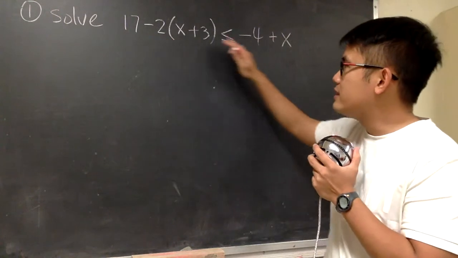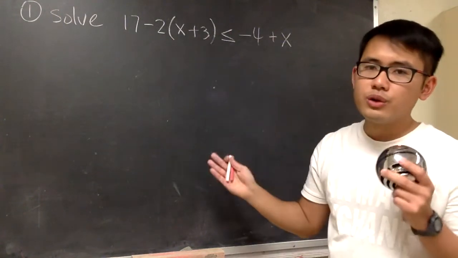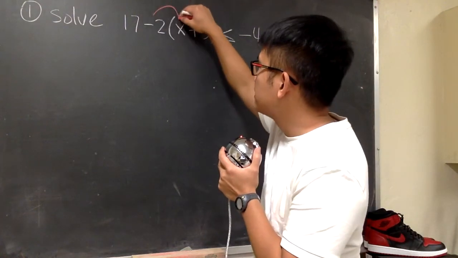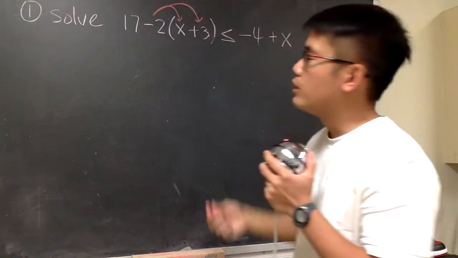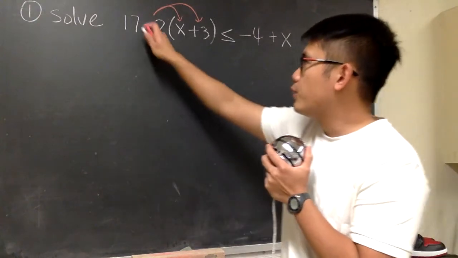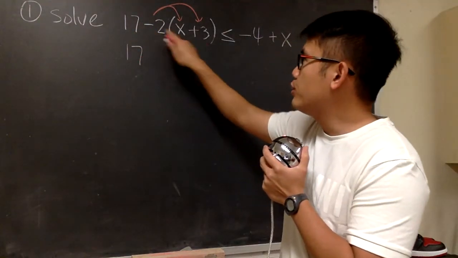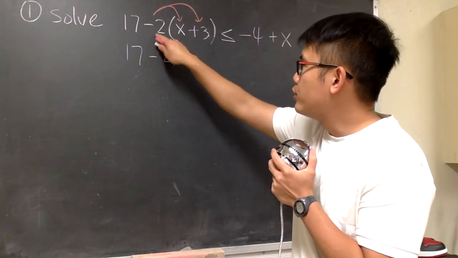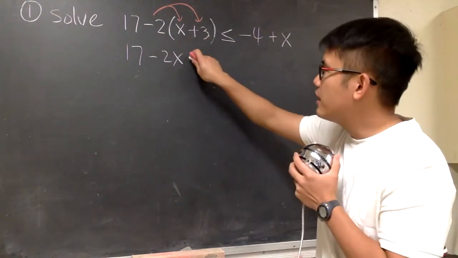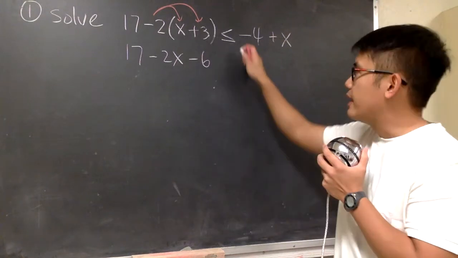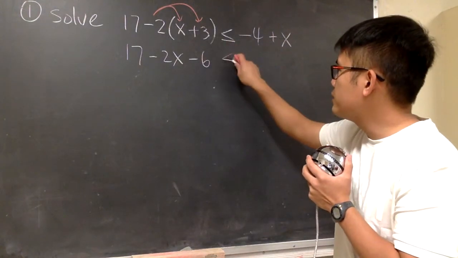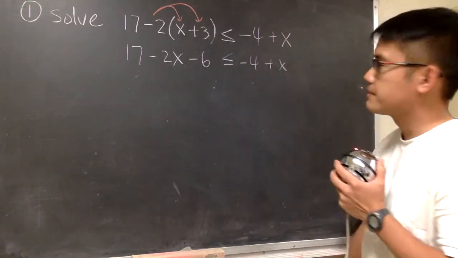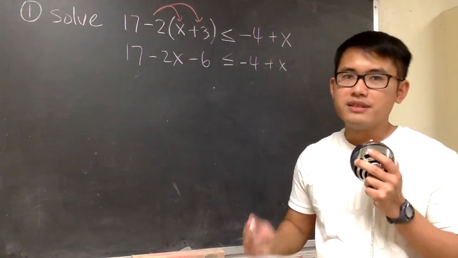First of all, we do have this parentheses, so as usual, we have to take care of that. That means we look at the number, in this case, negative 2. We distribute. Therefore, we have 17, negative 2 times x gives us negative 2x, and negative 2 times positive 3 gives us negative 6. This part stays the same because we didn't do anything with it, less than or equal to negative 4 plus x. So take care of the parentheses first.